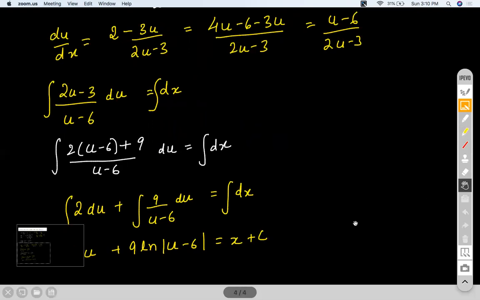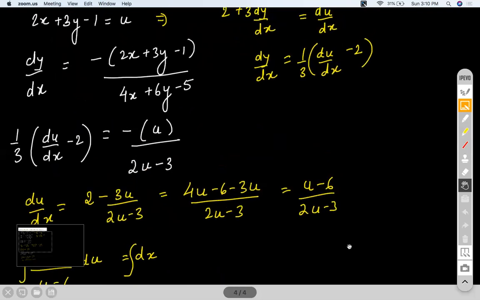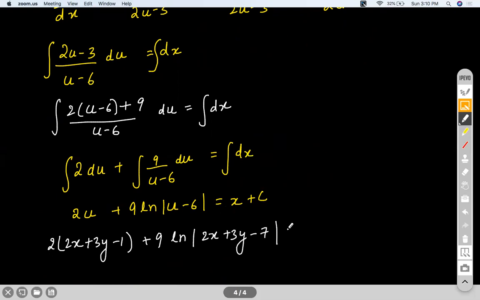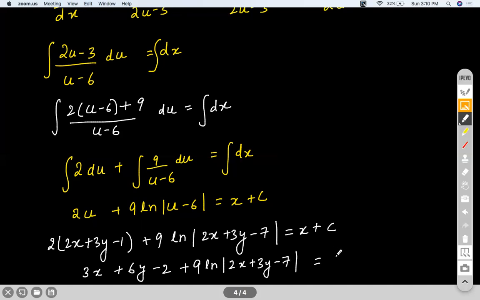Let me place back my u, which was 2x plus 3y minus 1. So 2x plus 3y minus 1 I'm placing in place of u plus 9 times ln mod 2x plus 3y, it will become minus 7 is equal to x plus c. Okay, so if you want, you can further simplify this. So 4x here and x over here will give you a 3x. 3x plus 6y minus 2 plus 9 times ln mod 2x plus 3y minus 7 is equal to a constant. This becomes your solution to this differential equation.